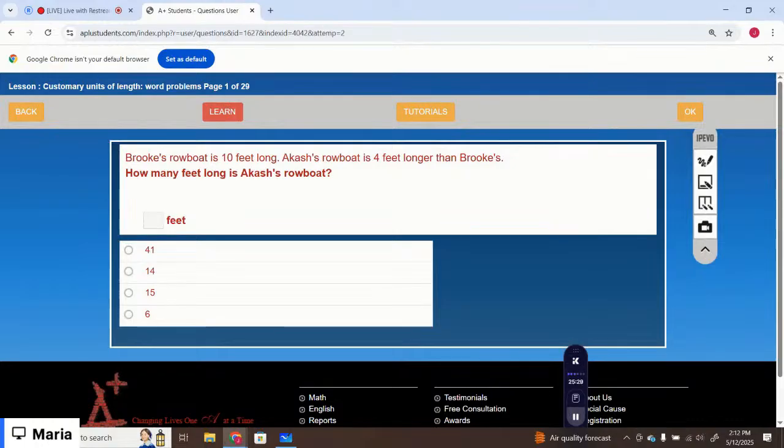Root's rowboat is 10 feet long. Akash's rowboat is 4 feet longer than Root's. How many feet long is Akash's rowboat?